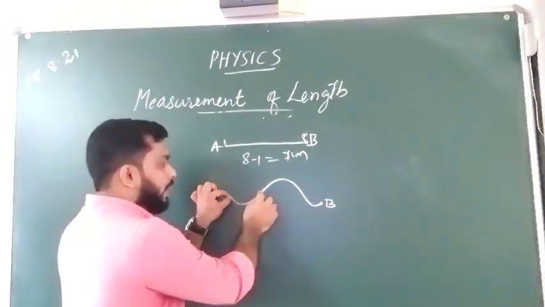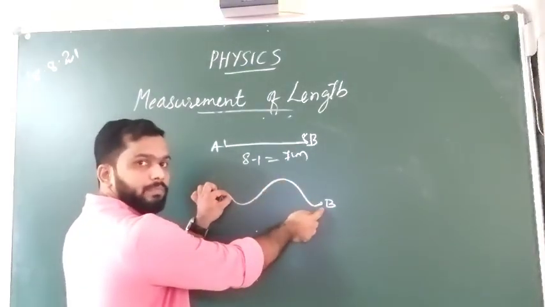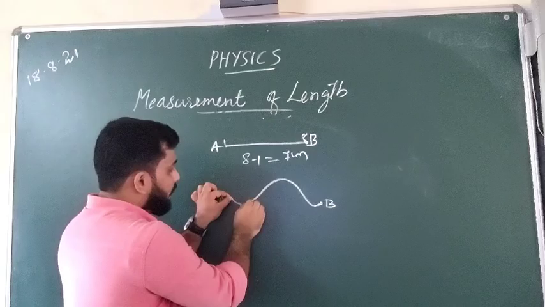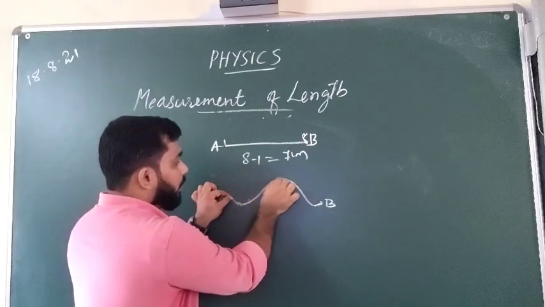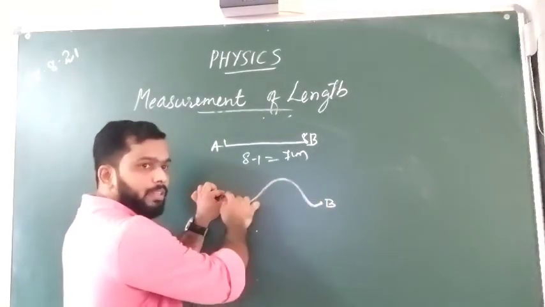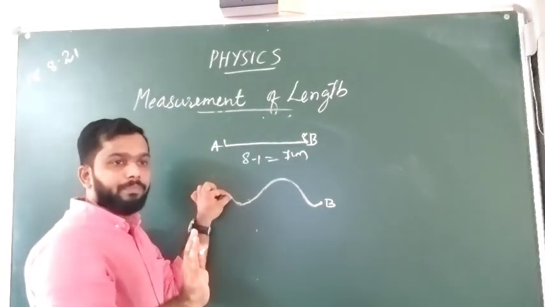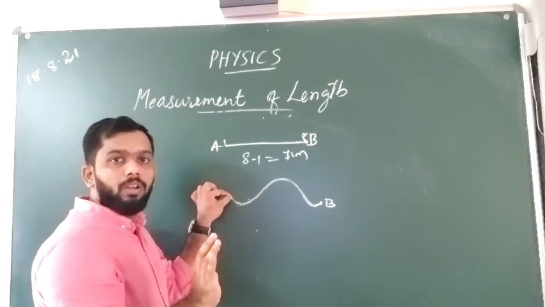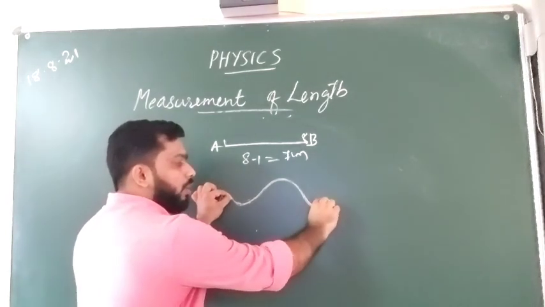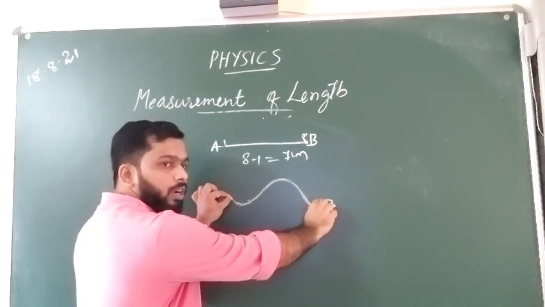We will arrange the thread just over this line. You are going to keep the thread over this line. That means the length of the thread and the length of the line will be the same. Clear now? Now we will hold on B.